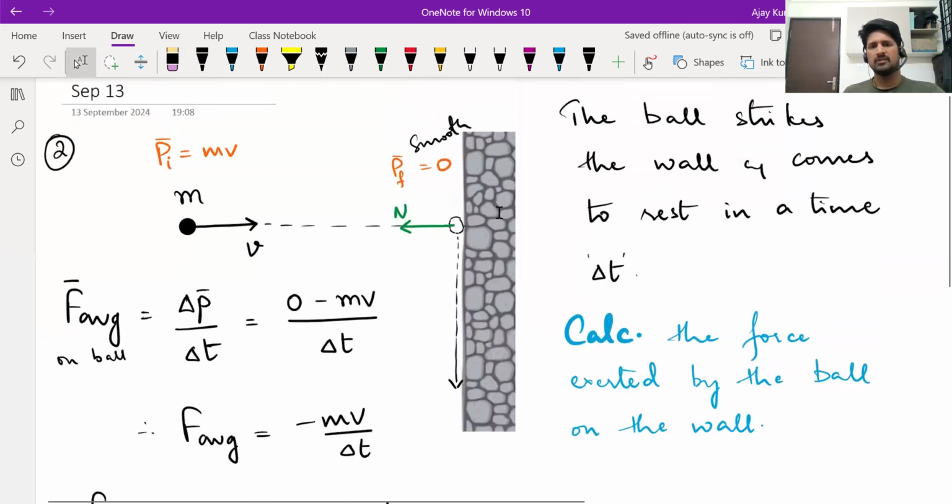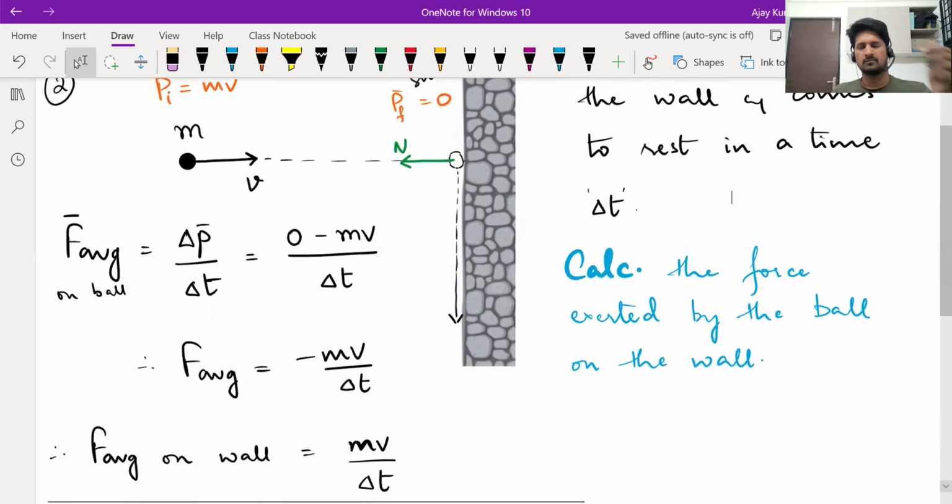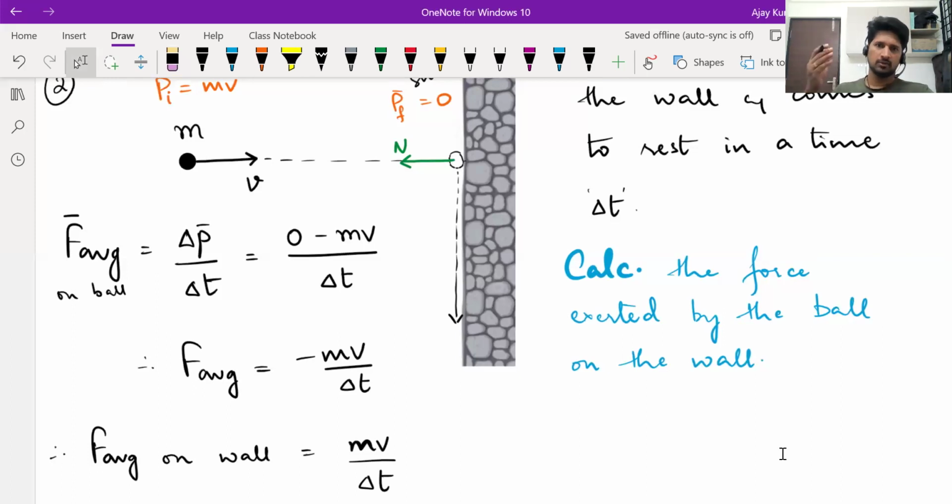Is this clear to all of you? Any doubt in this? Sir, in the end, why did you write it as mv by delta t? Isn't it supposed to be minus mv? Or is it because it hit the wall and then? Minus mv by delta t is for the ball, because on the ball, the force is to the left. For the wall, it will be plus mv by delta t. Okay. It's like all the momentum mv of the ball was imparted to the wall. So the wall is being given a momentum mv in a time delta t.